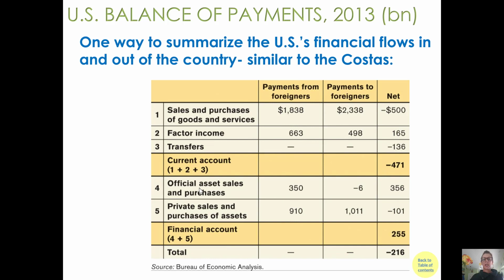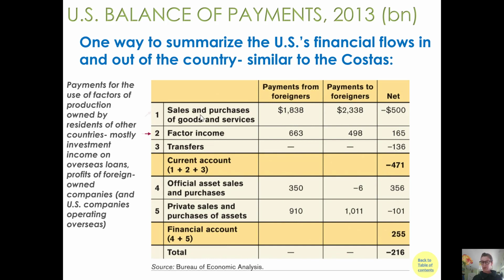So in 2013, if you want to think about the U.S. in the same way, we've got payments from the sale of goods and services on line number 1 here. And you can see we've received payments from foreigners to the tune of $1,838. And payments to foreigners, what do these come from? These come from, of course, imports and exports. Payments from foreigners are for our exports. Payments to foreigners are for our imports.